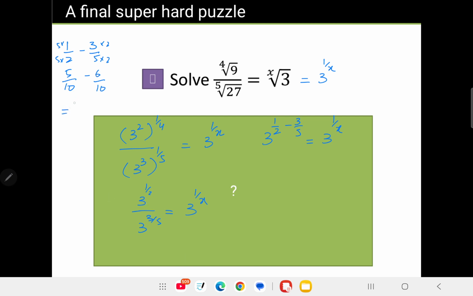So it will be 5 minus 6 over 10, and at the end we will have minus 1 over 10. So it should be 3 to the power minus 1 over 10, which equals 3 to the power 1 over x. Now we have the same base on both sides, so you can equate the powers. So minus 1 over 10 equals 1 over x. If you apply the reciprocal on both sides, x will be minus 10. So this should be the answer.